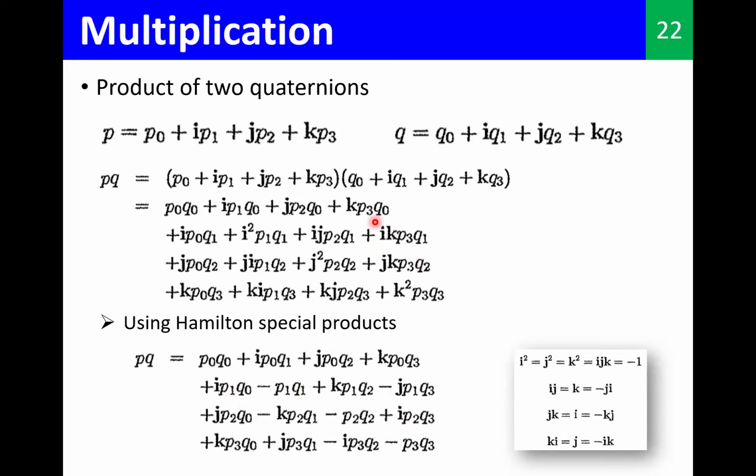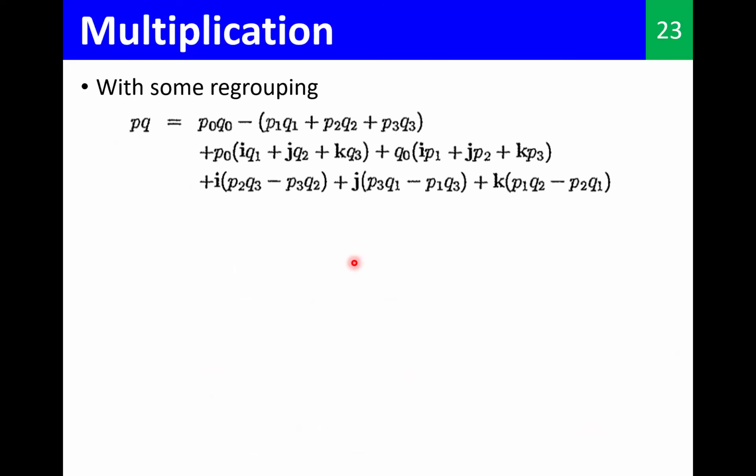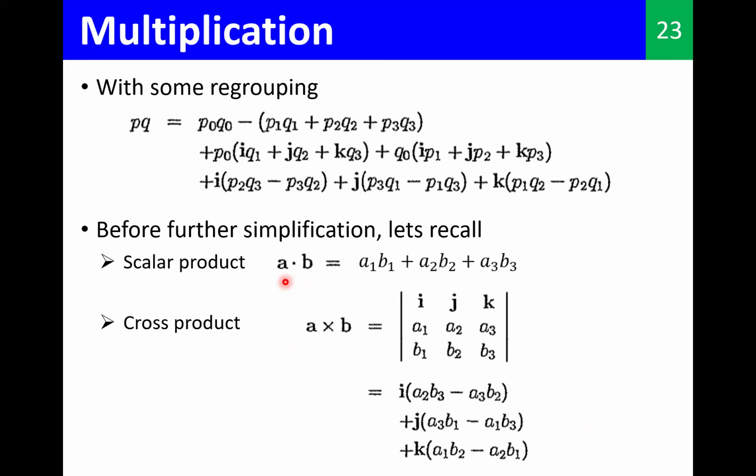When we use the Hamilton special products, we will be able to simplify the product of two quaternions into this. You just don't have to worry what these elements are at this particular moment. Just check whether these are properly substituted by these products. So we get this particular answer, and we will not stop there. We can identify some more patterns in this one to simplify this product even further.